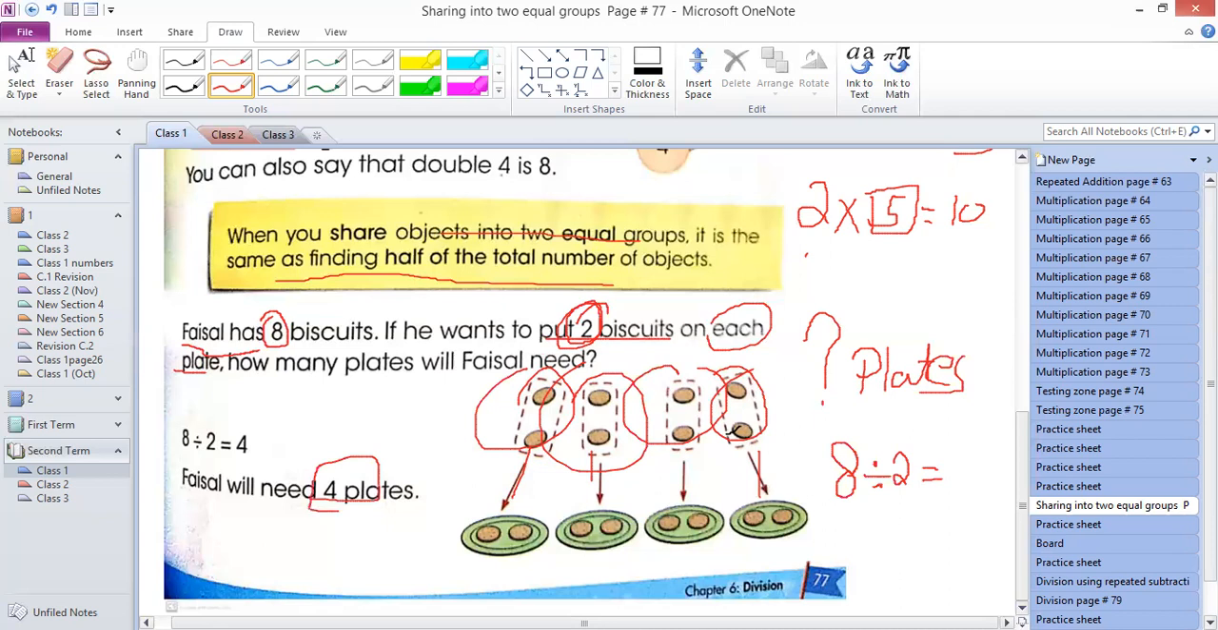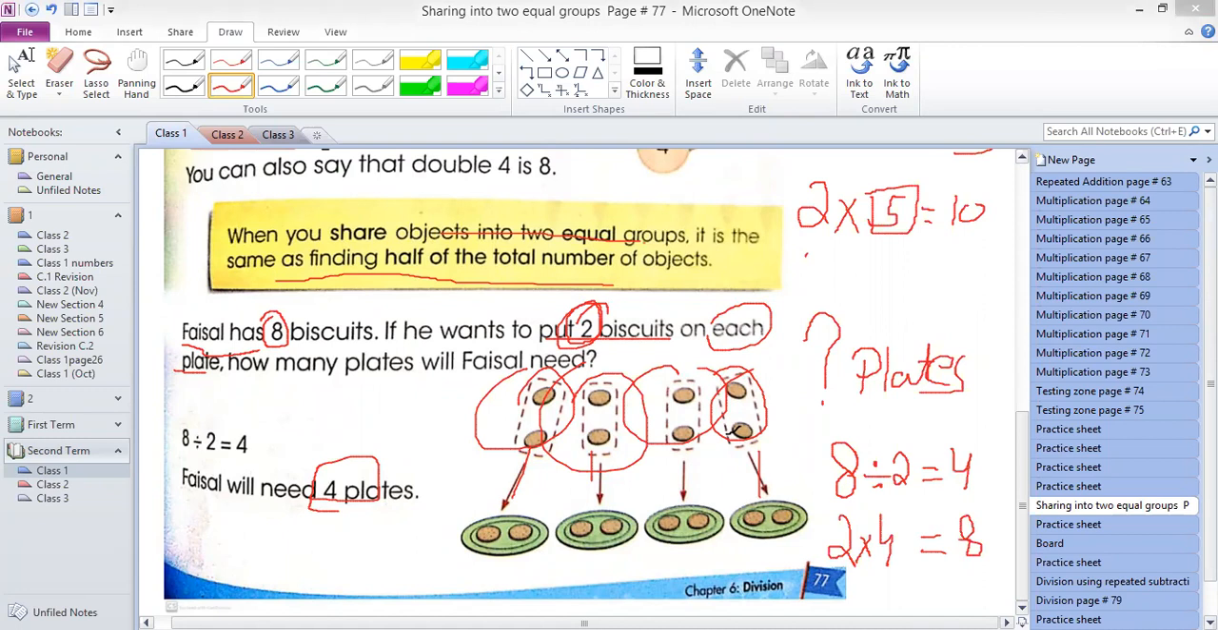Faisal will need 4 plates for 8 biscuits if he puts 2 biscuits on 1 plate. You can check your answer with the help of multiplication. 2 multiplied by what will give you 8? So 2 multiplied by 4 will give you 8. That's why 8 divided by 2 is equal to 4. Is it clear, guys? Yes, sir. Yes, sir.